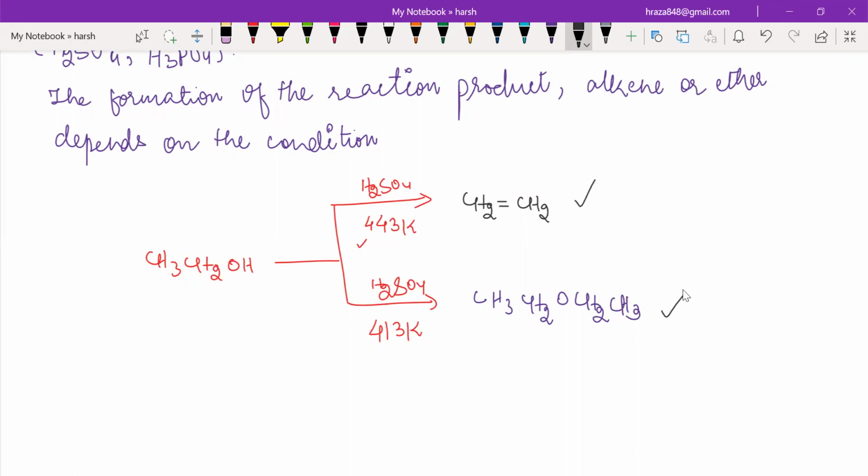Won't the second one be C2H5OC2H5? Yeah, that is the same. C2H5, sorry. Yes, sir. No problem. Tell me the IUPAC name of both products.